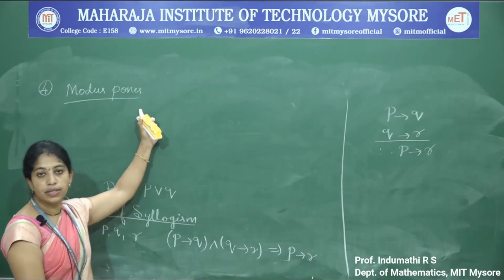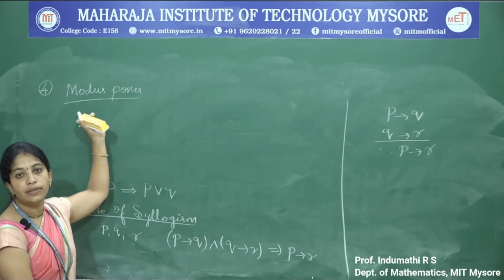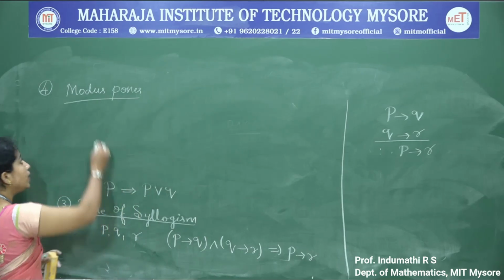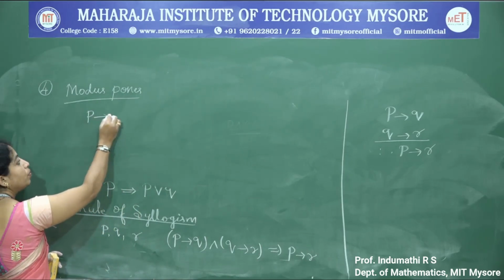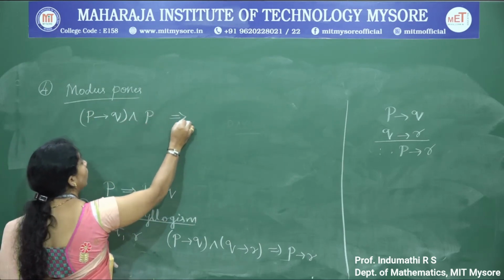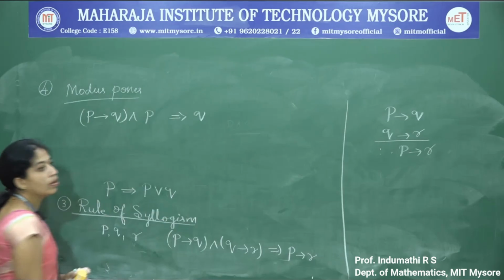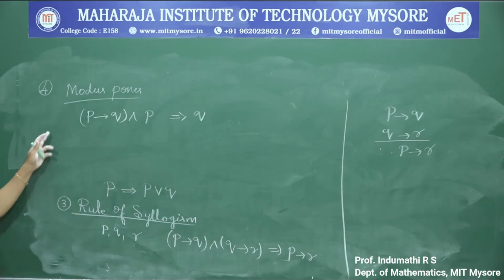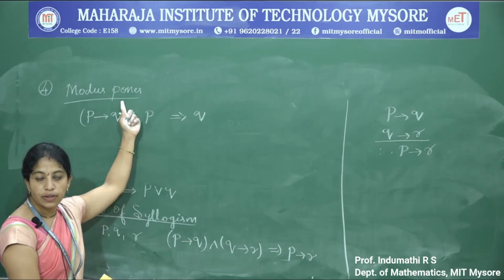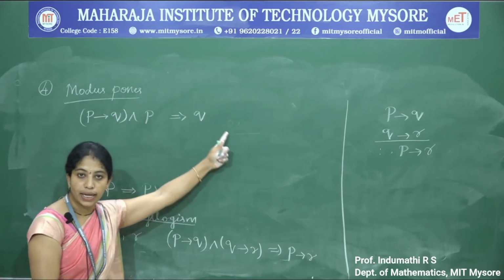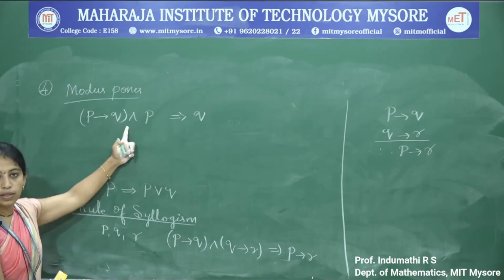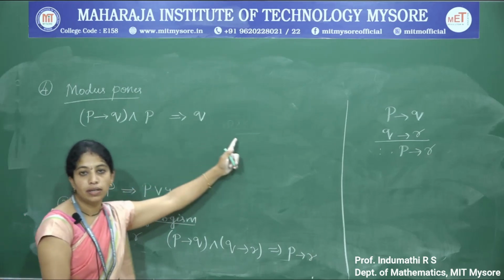Now the fourth rule of inference is modus ponens. This is a Latin word. The English word is rule of detachment. For any two propositions P and Q, if P conditional Q is true and P is true, then Q is true.